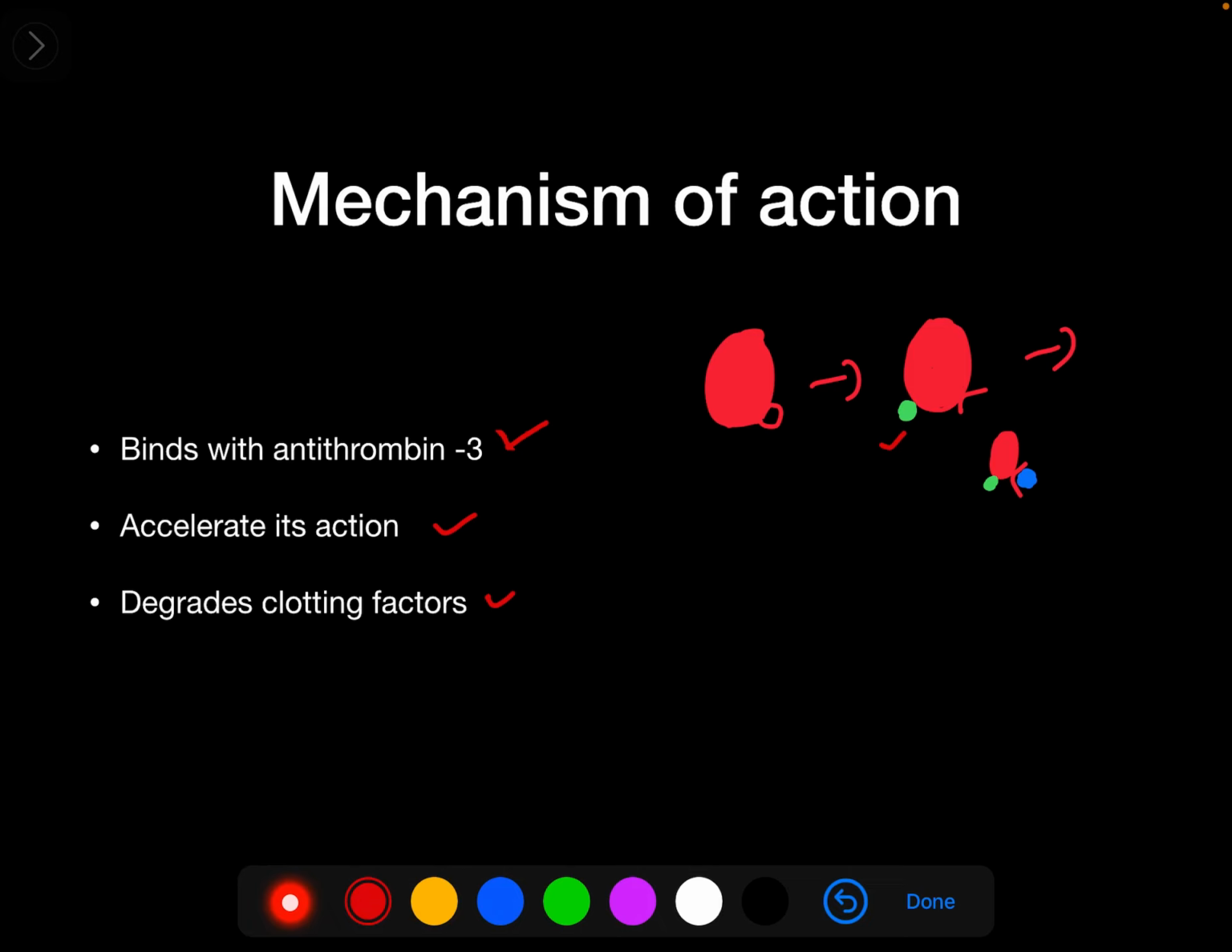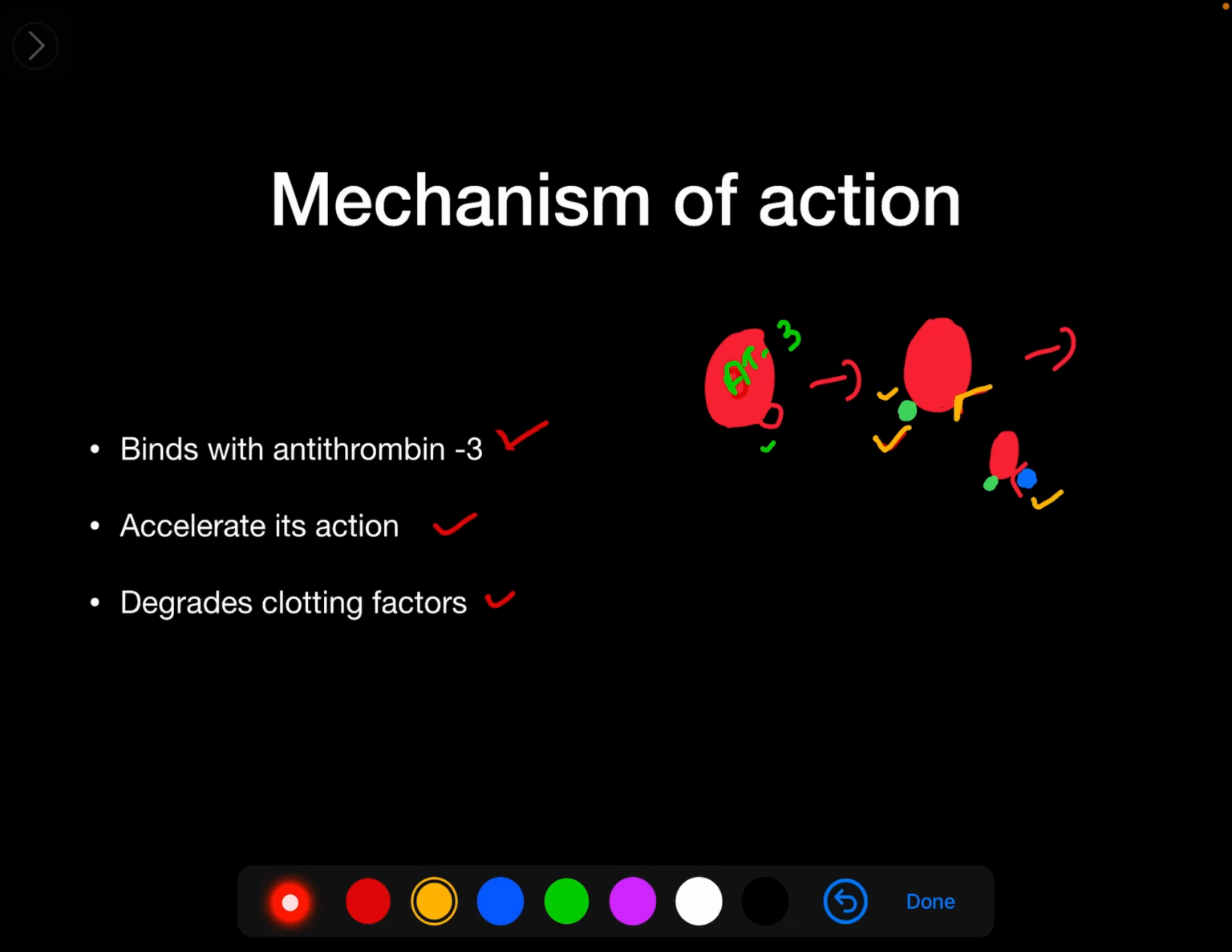In this I have drawn a picture so it will be easier for you to understand. This is antithrombin 3. This is the site where the clotting factor has to be bound. But when heparin is not bound to it, there is no use of this antithrombin 3. Its action is very minimal. But when we give the heparin drug, it binds to this antithrombin 3 and opens up this site for the binding of the clotting factor.